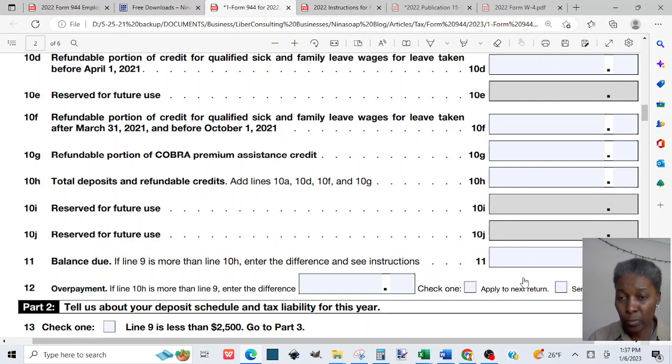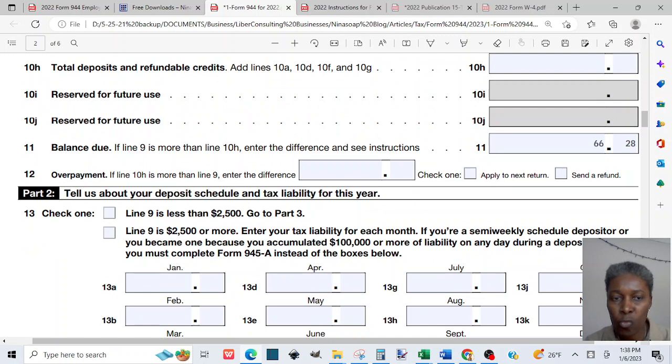So if in your case, your line 10H, because you made deposit during the year, is more than your line 9, total taxes after adjustment and non-refundable credits, you have a refund. So it will go on line 12. So if line 10H is more than line 9, enter the difference on line 12 and check the box whether you want them to send you a refund or you want them to apply it to your next return. So in our case, it's just line 11 because we owe $66.28 in our example. So we leave line 12 alone.